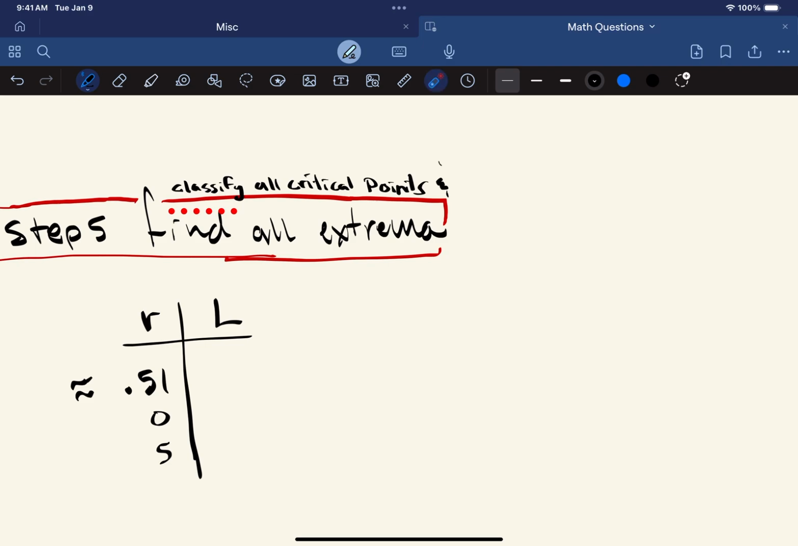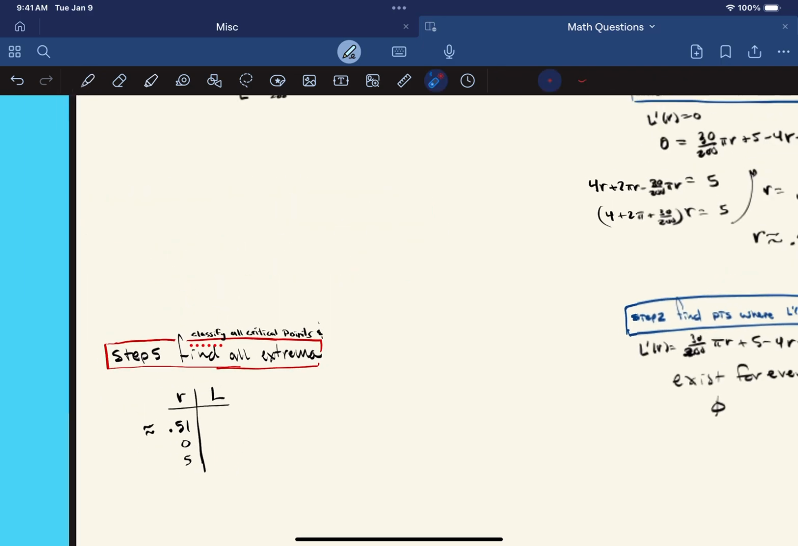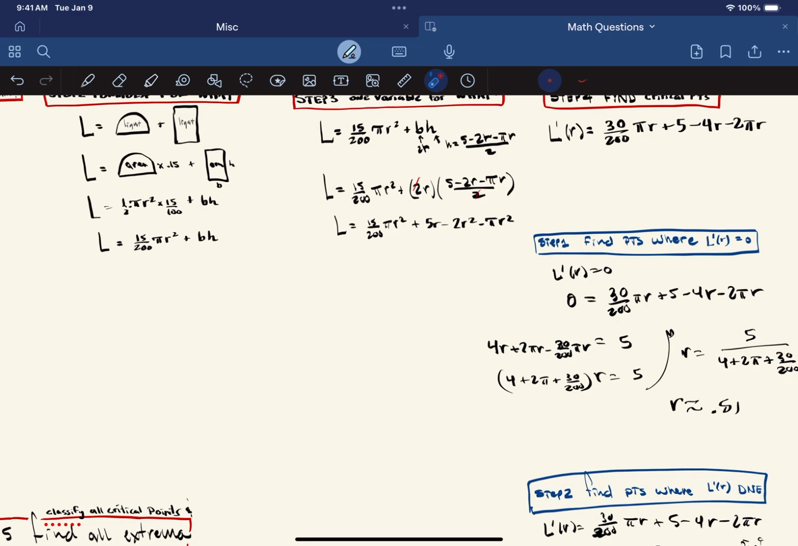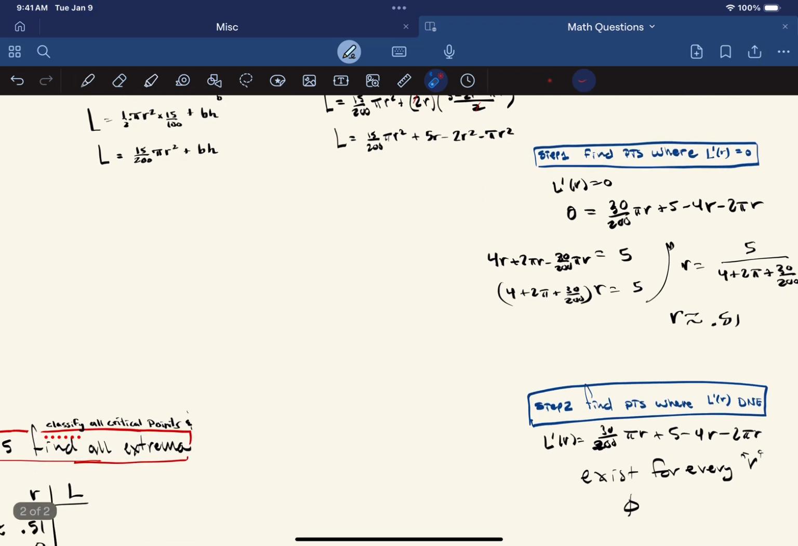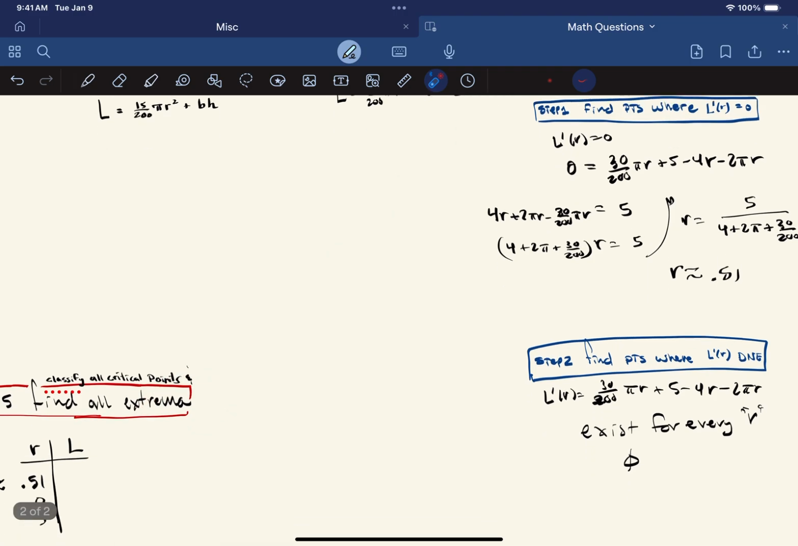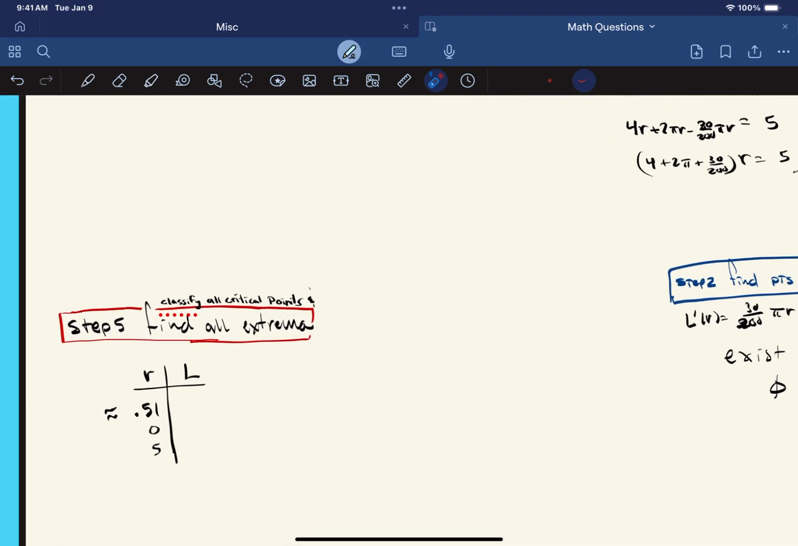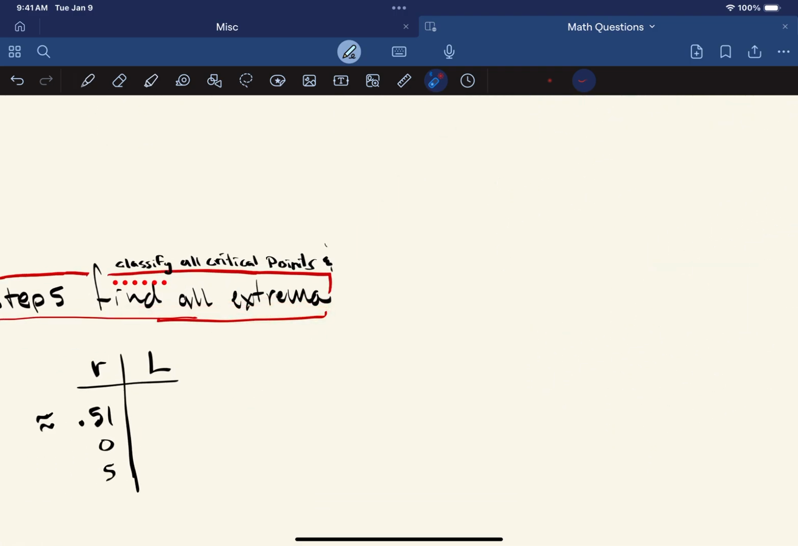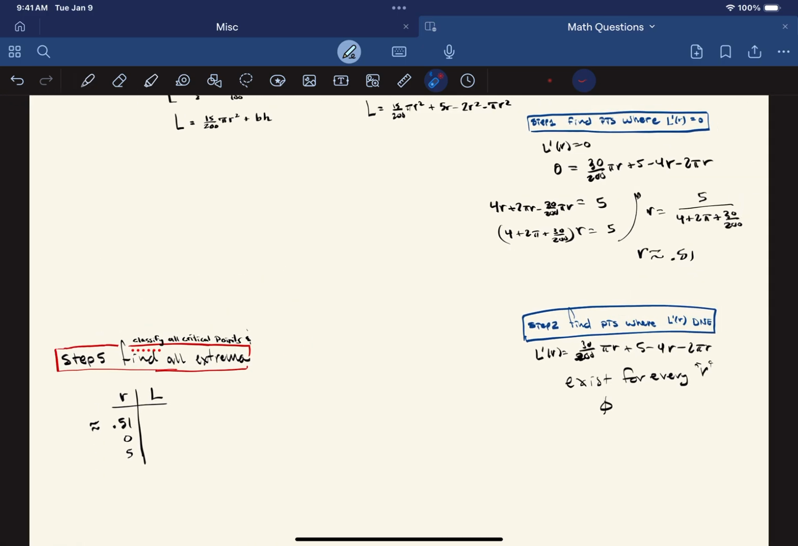So I'd want to calculate the L for each one of these. How would I do that? I would go over here and I plug it into the L function here so that we can compute each one of them. Once we compute each one of them, we would put that here and here, and here, and then we would just observe here and find which ones are the extreme. I would just point out the biggest one, and that would be it.